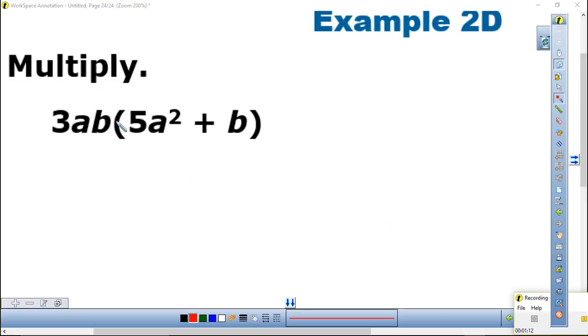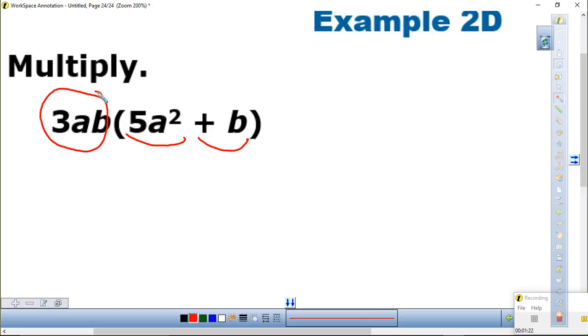All right. So how many terms are there inside of the parentheses? 2. 1, 2, just to make sure that we get our brain organized. So we're going to distribute this factor into both terms, and I'm going to start with this one. 3 times 5 is 15. A times a squared is a to the third. There's no b on this one, so I just write b right there. So far, so good?